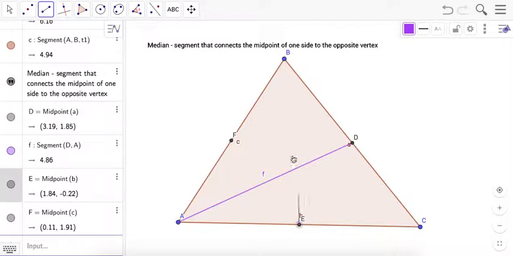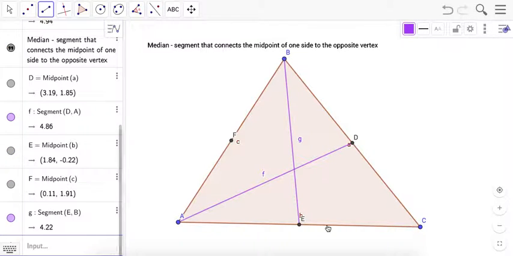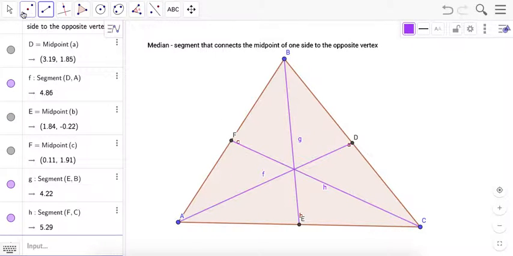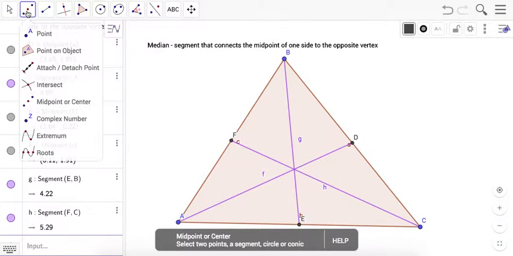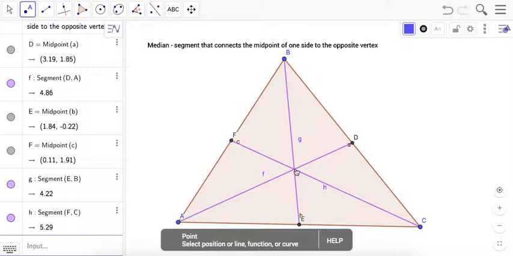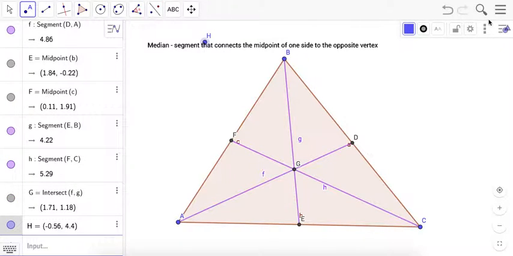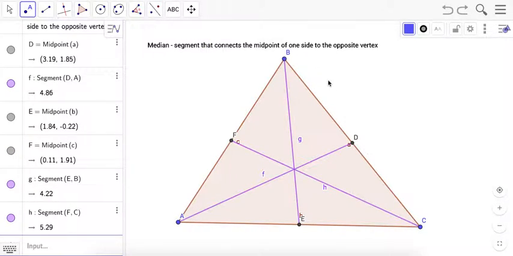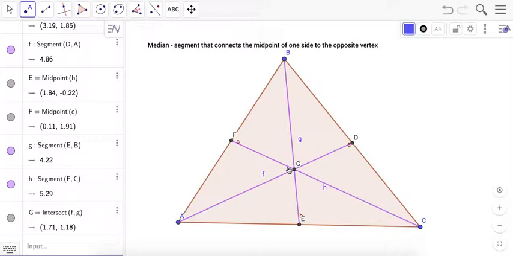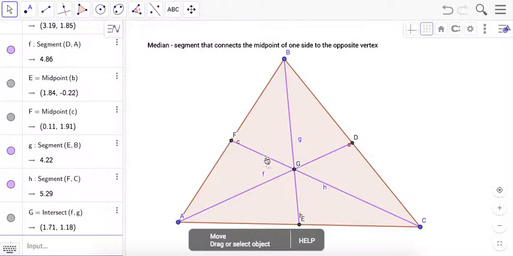So let's connect E over here to B, and let's connect F to C. Well, looky there, it looks like my medians are concurrent. Oh, undo, I don't want that point there. Redo. Okay, my medians ended up being concurrent. The point of concurrency here is point G.